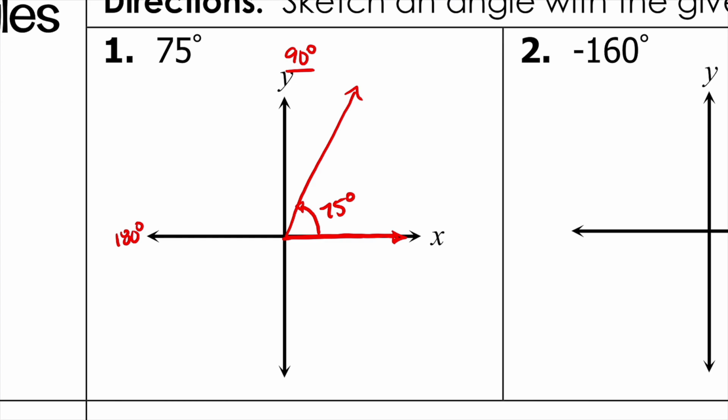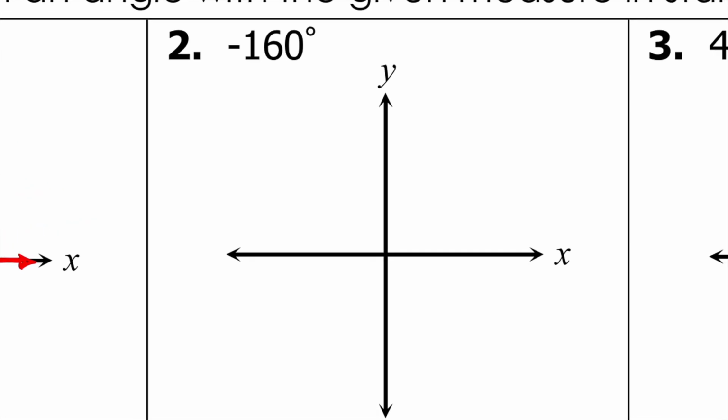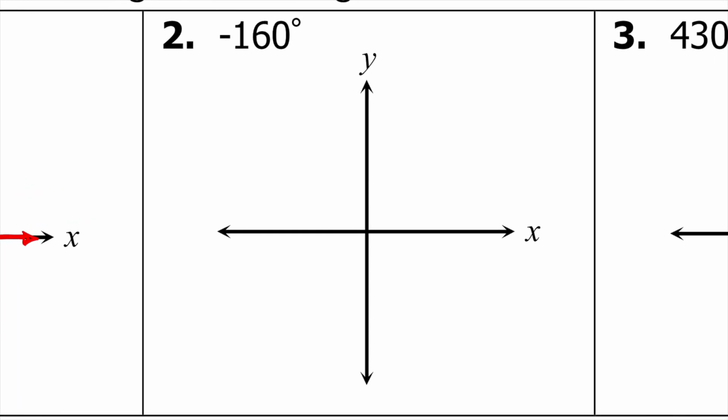Now, number 2 says I want to do a negative angle. So again, I'm going to start here on the x-axis. That's my initial side, and the other one's going to swing down. So now we have to count down. If I went from here to here, that would be negative 90 degrees. If I went from here all the way to here, that would be negative 180 degrees.